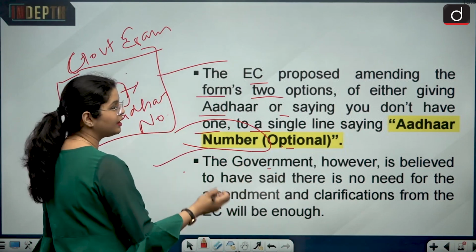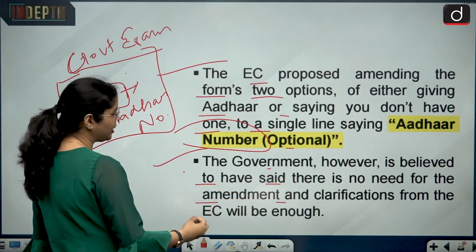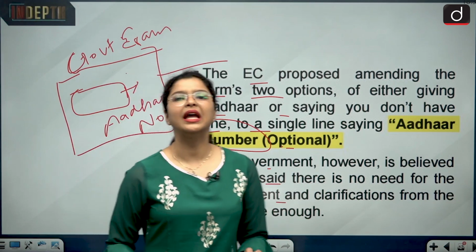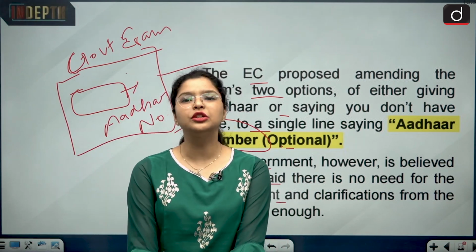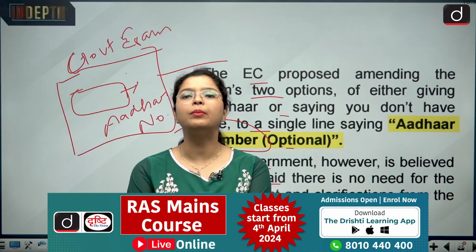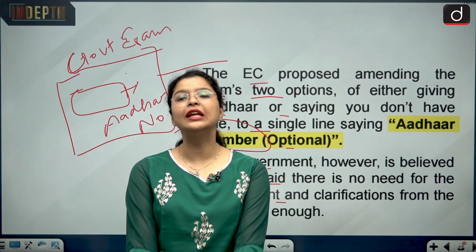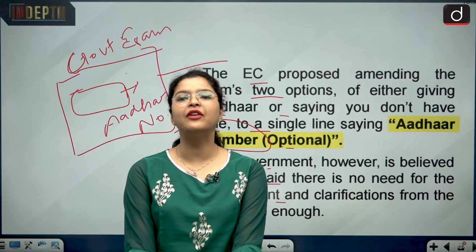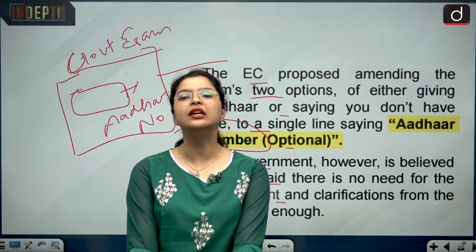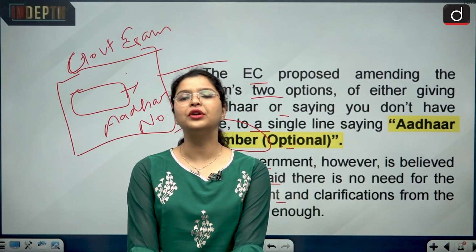However, the government is believed to have said that there is no need for the amendment and clarifications from the Election Commission will be enough. So on this issue, the Union Law Ministry has said to the Election Commission that okay, publish a clarification on your website. We do not think that this requires an amendment to the electoral forms or the voter enrollment forms. You can just simply have a clarification on your website that linkage of Aadhaar card and voter ID is not compulsory in nature. So with this, we come to a conclusion of our today's discussion.